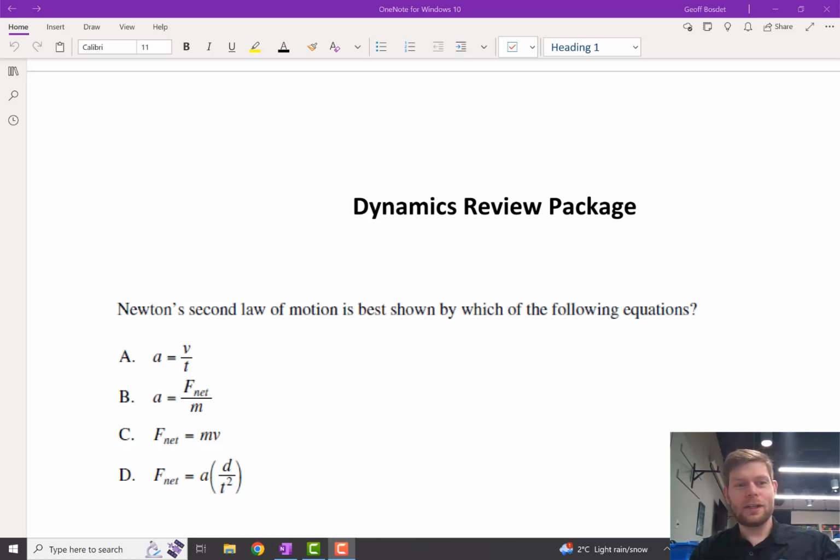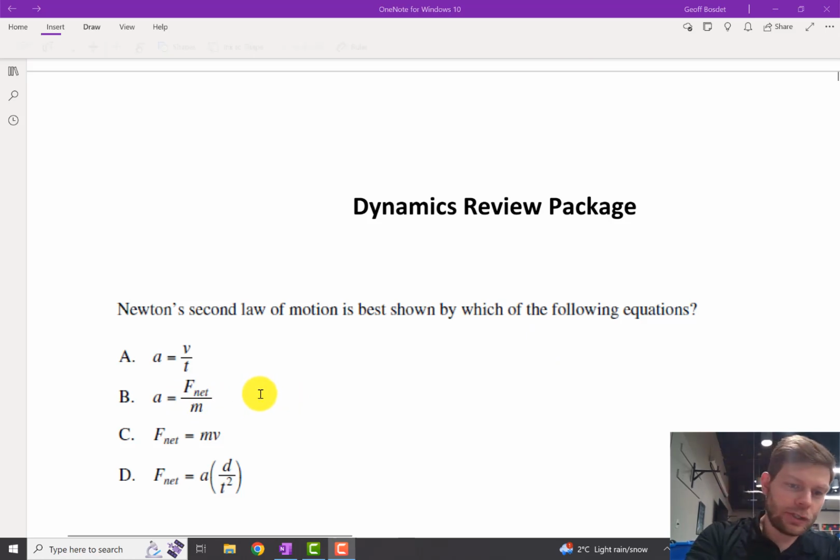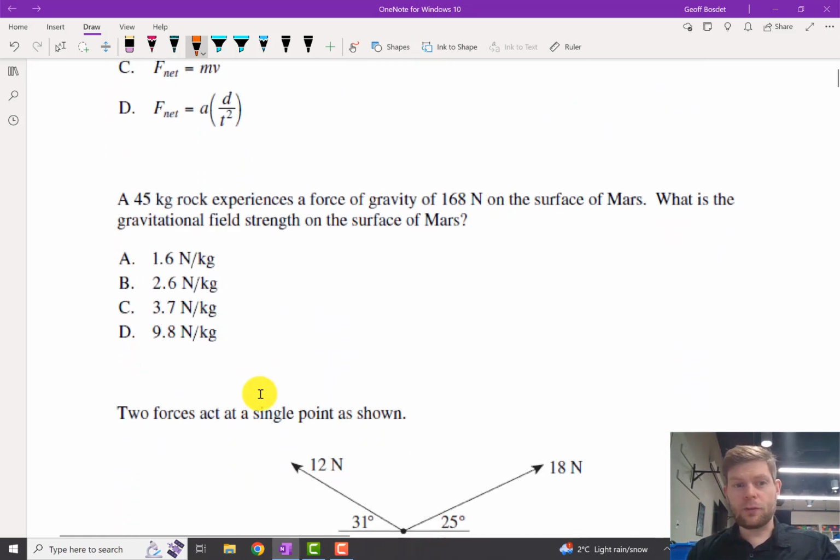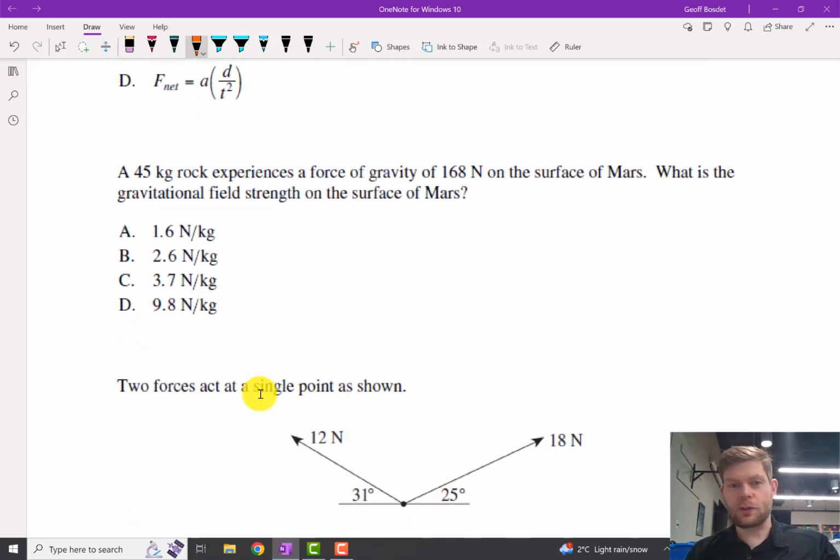Starting now. First question. Newton's second law of motion is best shown by which of the following equations? Second law is just F net equals ma. So this is just that rearranged. Done. We got a 45 kilogram rock experiences force of gravity of 168 newtons on the surface of the moon.